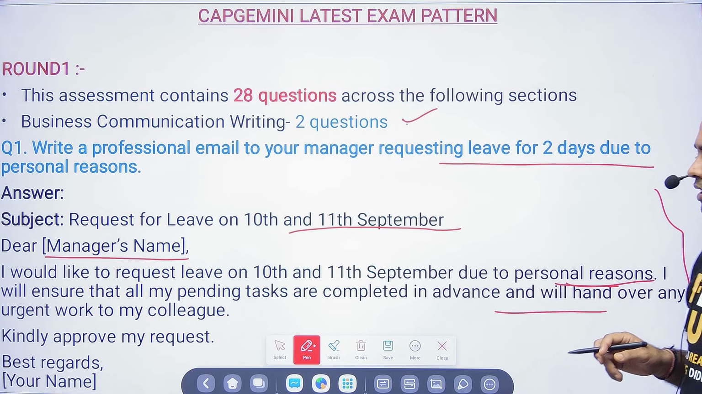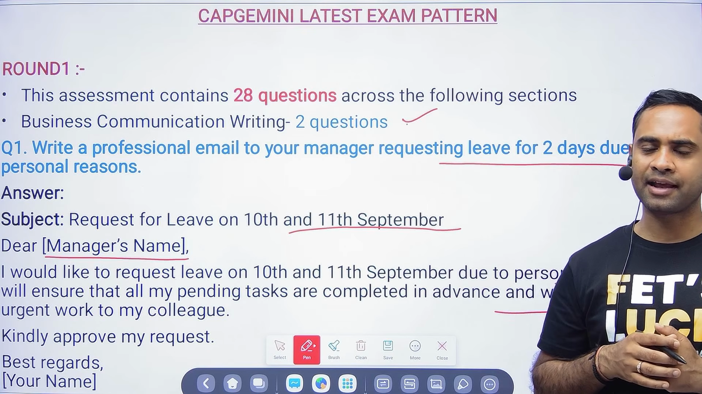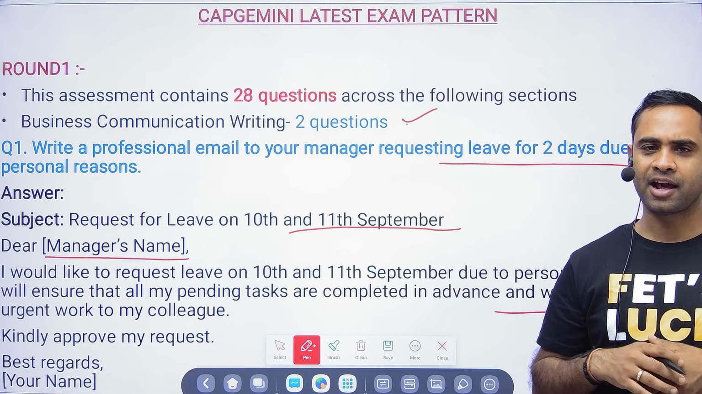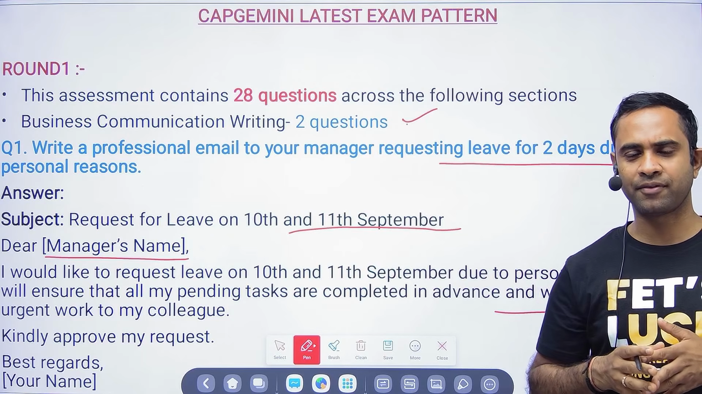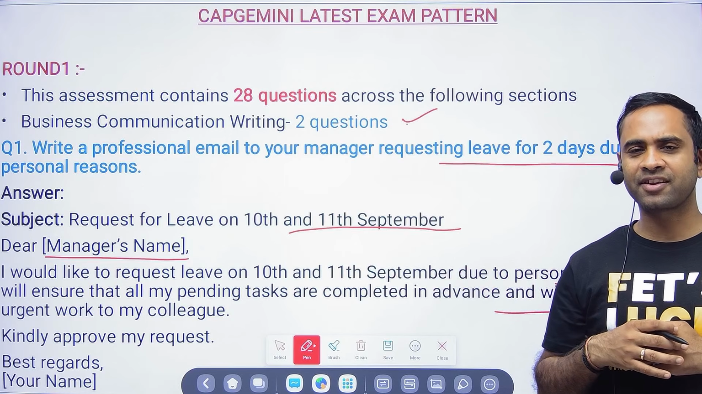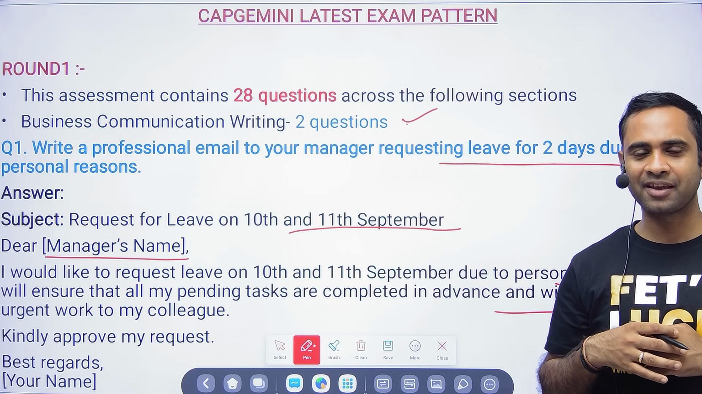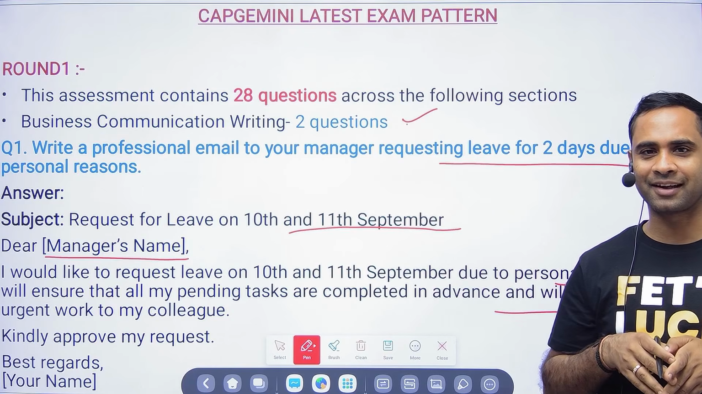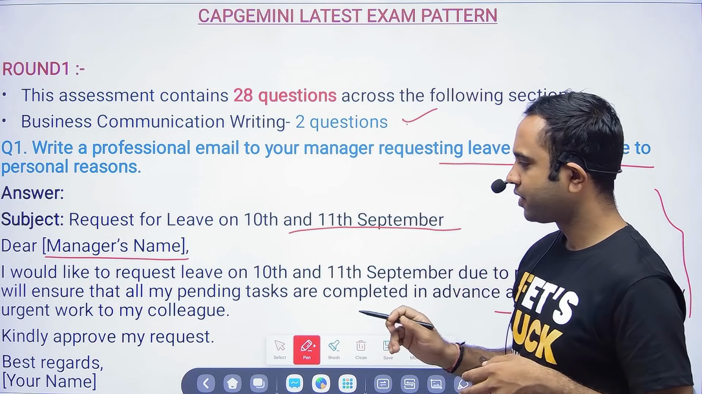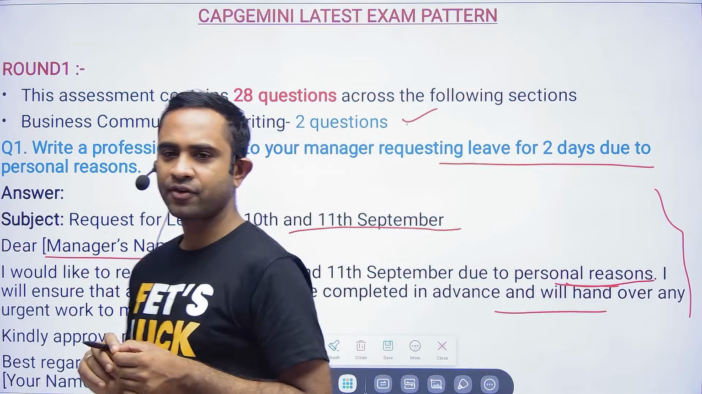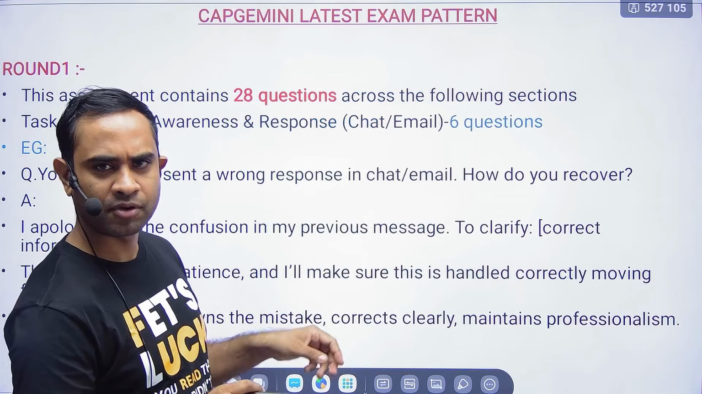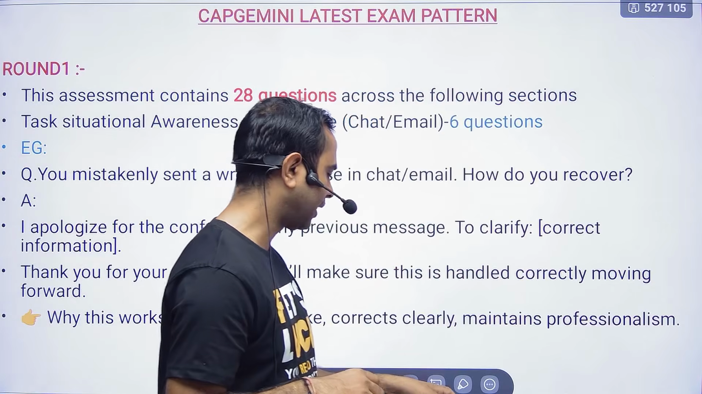Right, so you cannot say, sir, on 10th and 11th I am going to fall sick. Arey bhai, how do you know the future, what is going to happen in the future? Then Capgemini will tell you, after the 16th of September communication round, anyway you are not going to get selected, right? So you have to give the proper answer here. So best regards and your name. Your name is whatever, Babu Lal, Babu Rao, whatever it is.